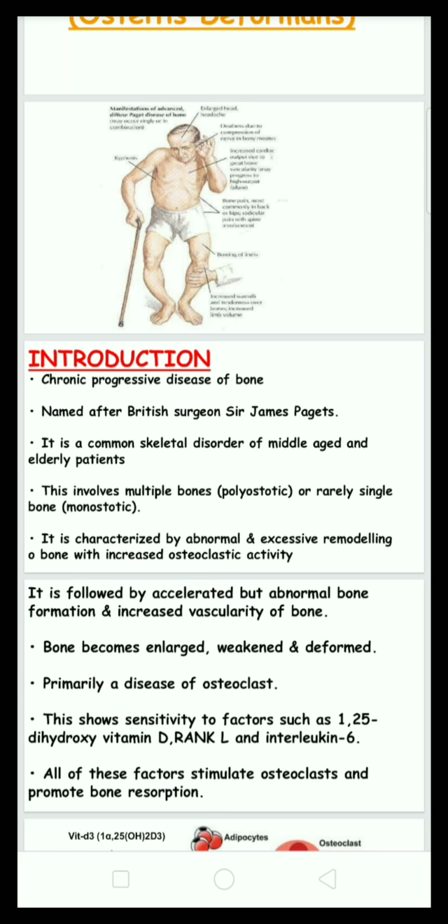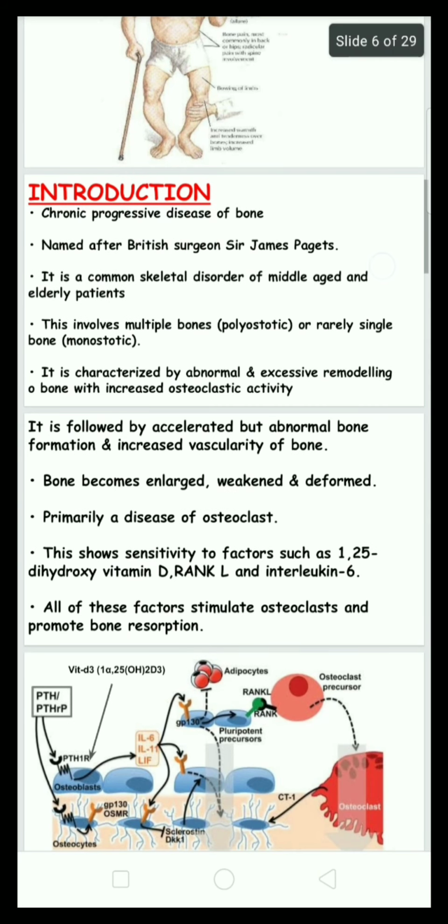It is characterized by abnormal excessive remodeling. Initially, the osteoclastic activities are very high. Then later, the osteoblastic activities follow, and new bone is formed through remodeling. These bones are highly vascularized, enlarged, weakened and deformed. So it is called a primary disease of osteoclasts.